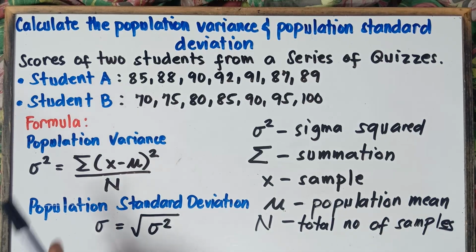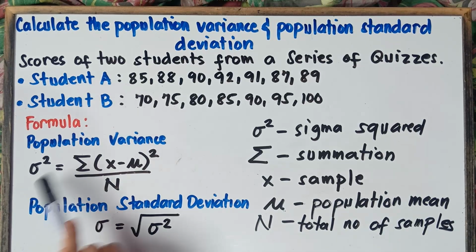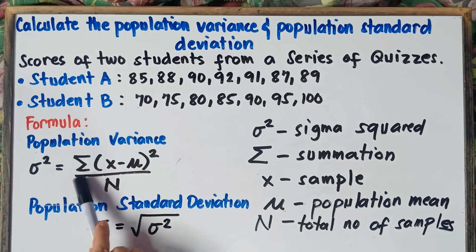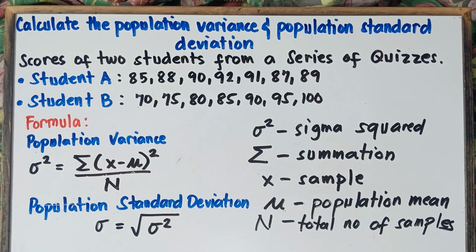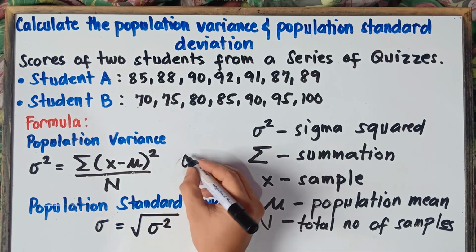Alright, so once again, this is the symbol for the population variance. We call this one sigma squared. E is summation, the sum of. X is the sample. U is the population mean. N is the total number of samples. Of course, this one is the symbol for population standard deviation, like a letter O with a line on top.